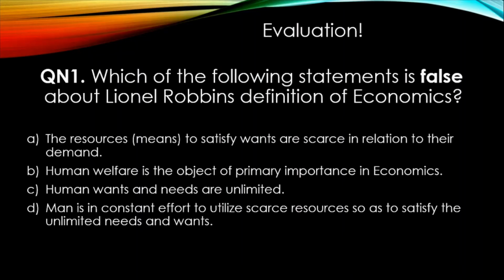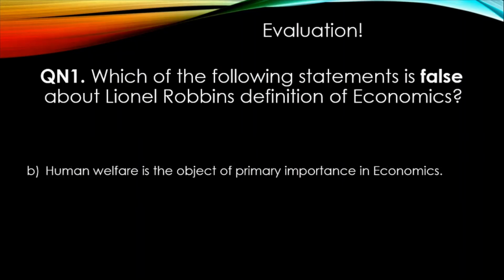So when you look at all these options, the right answer is of course B. Human welfare is the object of primary importance in economics, which is the false statement about Robbins' definition. Remember, as we talked about Alfred Marshall's definition, we said it's welfare oriented, and according to him, that's where we get this option, that the object of primary importance in economics is actually human welfare, and that's why we are saying that's wrong according to Robbins' definition of economics.